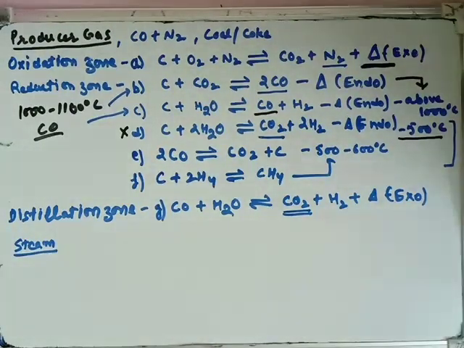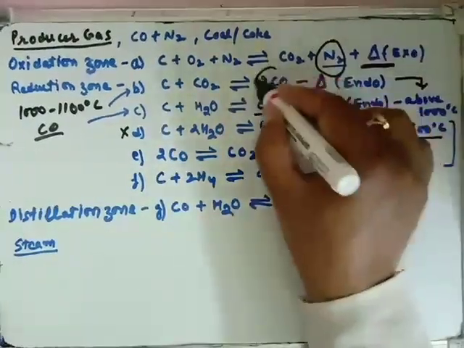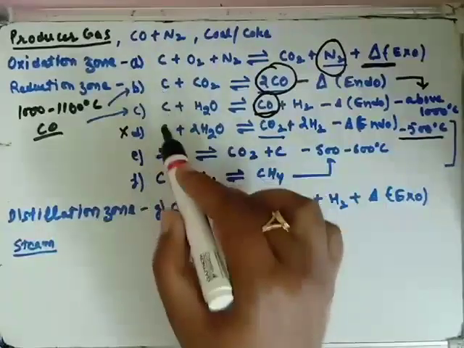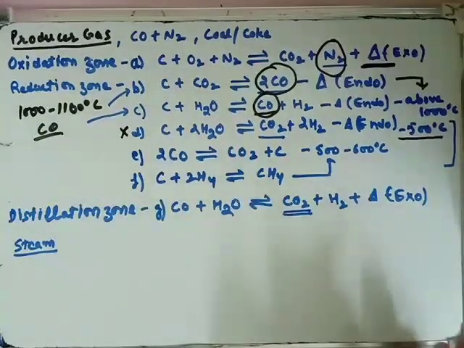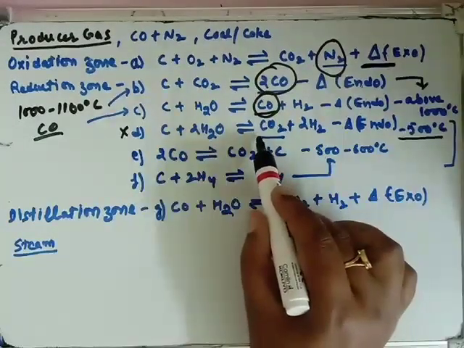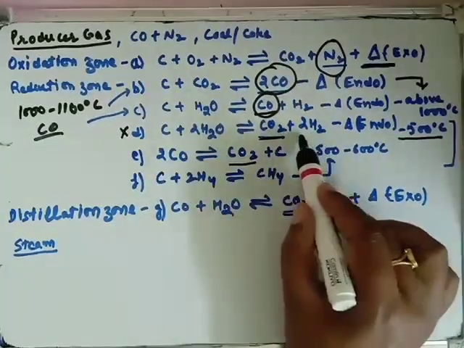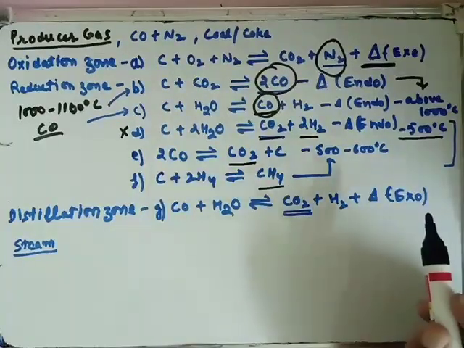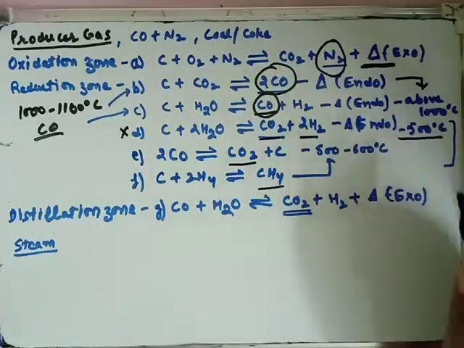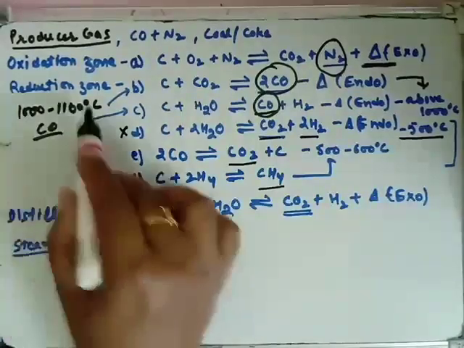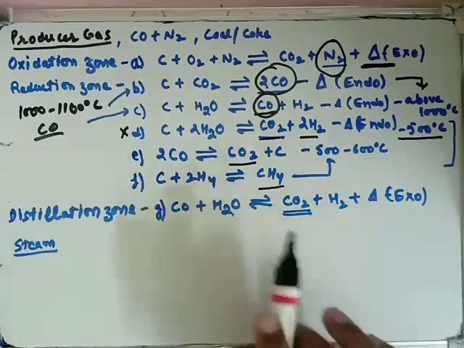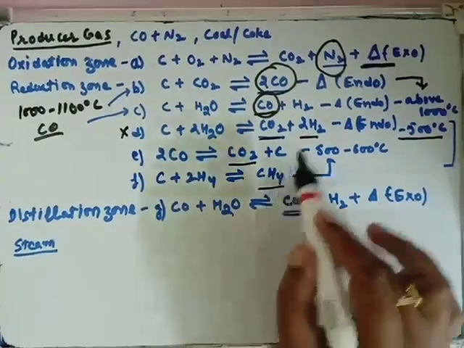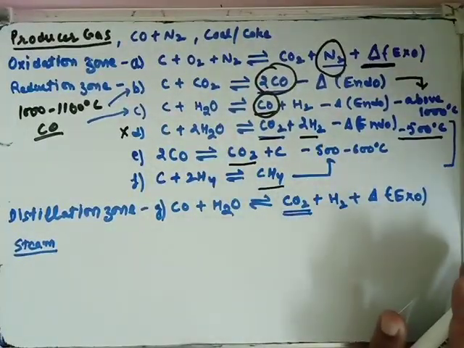We have got this nitrogen in the first reaction, right? We have got a lot of carbon monoxide from reactions B and C. If the temperature goes below 500 degrees Celsius, a small amount of carbon dioxide, hydrogen, and methane are also produced. If the temperature remains around 1000 to 1100 degrees Celsius, then the chances of production of carbon dioxide, methane, and hydrogen are comparatively less.